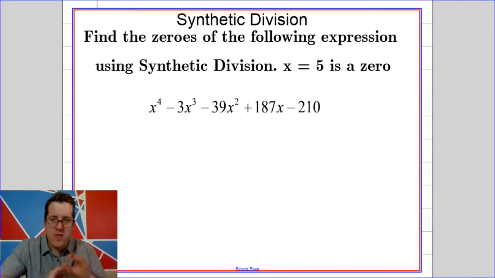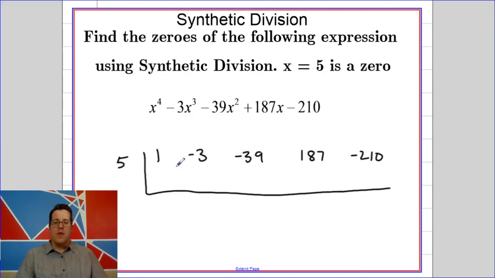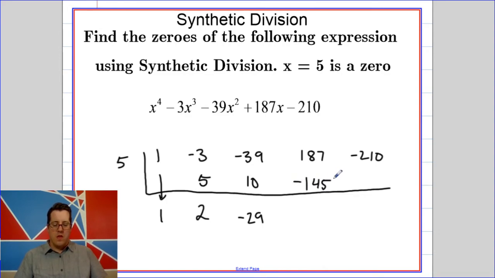Okay, so here's a synthetic division problem. First, let's see. Can you set it up? Okay, so I'm sure you got this. Great job. Copy down the coefficients. Then drop, multiply, add, multiply, add, multiply, add, and then multiply.